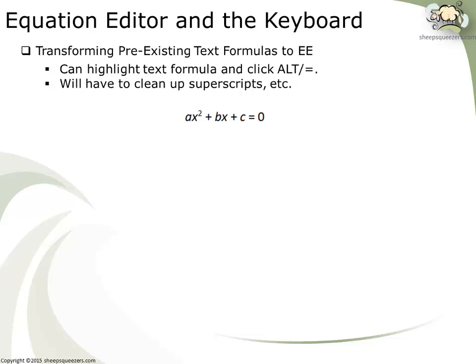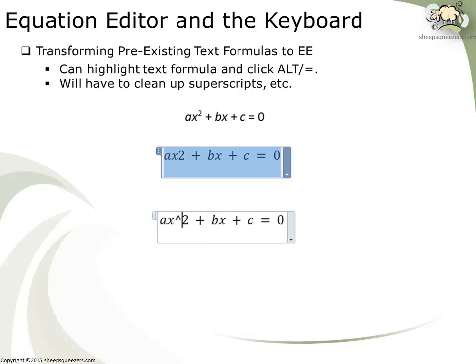But what happens if you want to turn it into an equation editor object? Well, you can basically highlight that ax squared plus bx plus c equals 0, smash on the Alt equal sign, and you wind up getting what's on your screen now, the equation editor object of the equation. Well, almost of the equation. If you take a look, ax squared has been transformed into ax followed by the number 2.